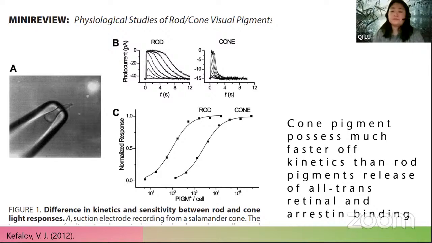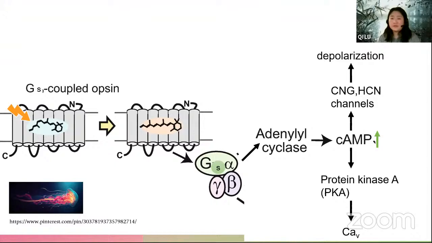Next in this review, they discuss a Gs-coupled opsin taken from a jellyfish. This jellyfish opsin binds to Gs, and it causes an increase of cyclic AMP. It can open the CNG channel and HCN channel and cause depolarization. It also activates protein kinase A, which then activates the voltage-gated calcium channels.